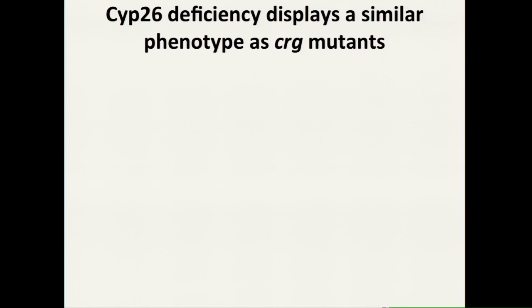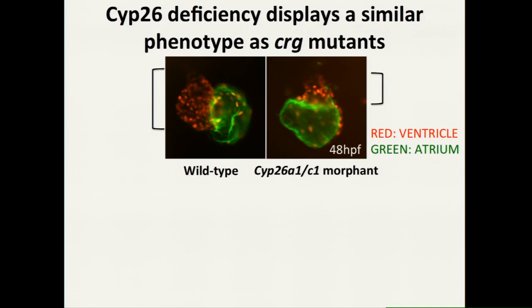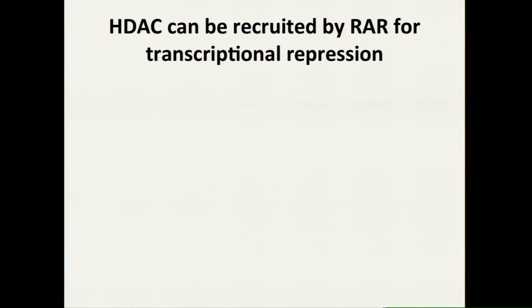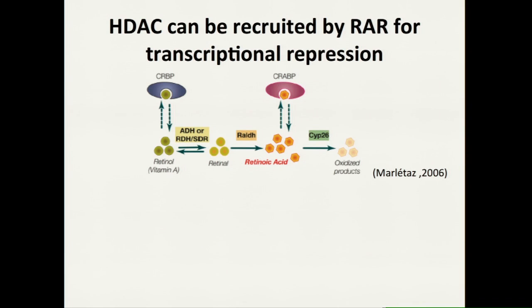Earlier studies in our lab revealed that CYP26 deficient embryos have a similar phenotype as we saw in the CRAG embryos, which have a reduced ventricle in both the morphology and the number of ventricular cardiomyocytes. CYP26 is a family of enzymes responsible for degradation of retinoic acid. And when CYP26 is gone, the retinoic acid goes up.